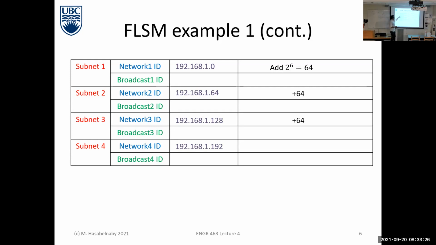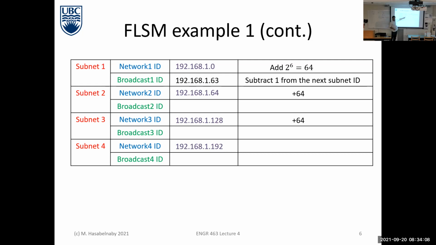Now I want to know the broadcast address for the first subnet. What should I do? Subtract 1 from the network. The broadcast address is the last IP address. So I know the network IP address for the second network, and I subtract 1 from it, so it will be 1.63.